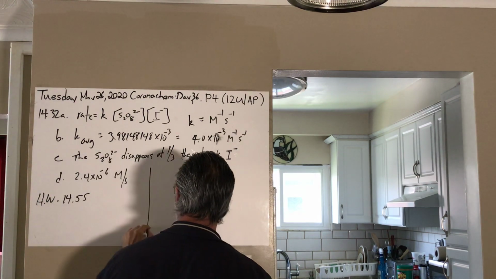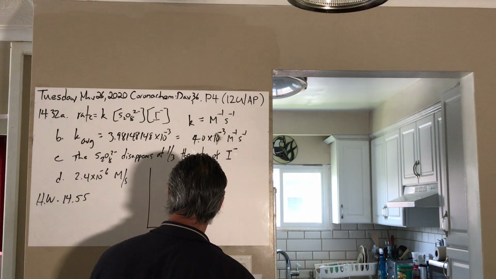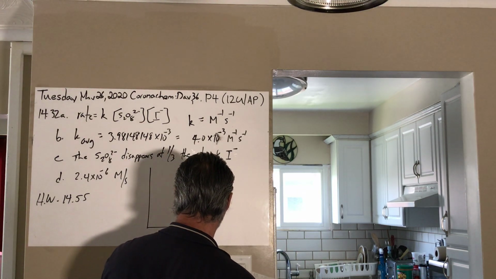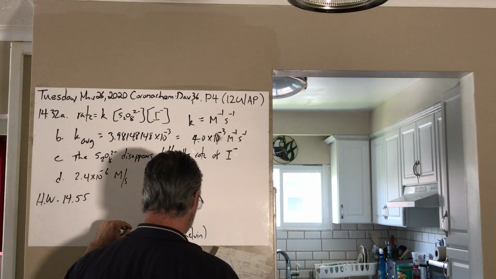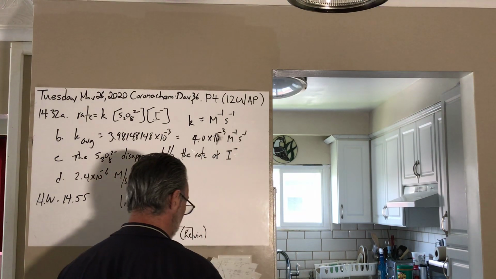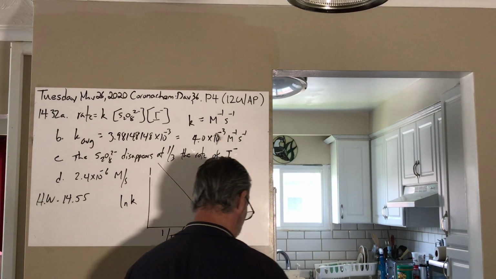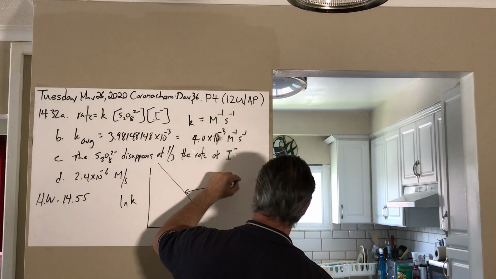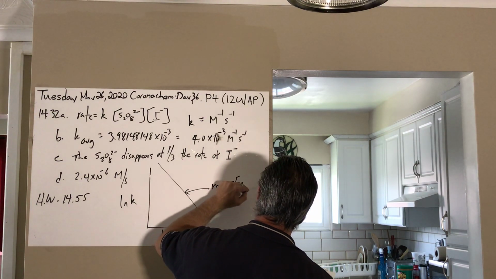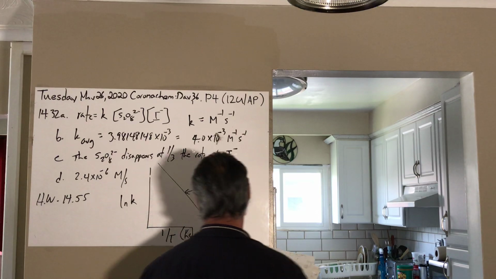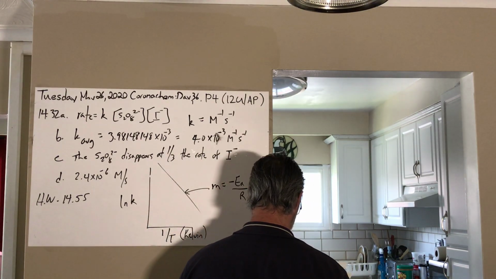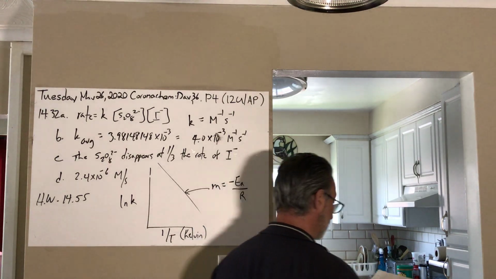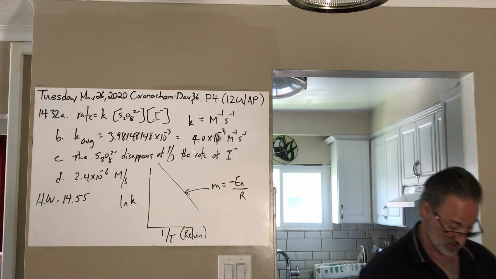When you answer 1455, you're going to set up a graph of 1 over T in Kelvin, of course, and ln of the rate constant. You should get a line that looks like that. And the slope of the line is equal to negative EA over R. I got an activation energy of 43.9. Don't know if that's the correct answer because I didn't really check it.